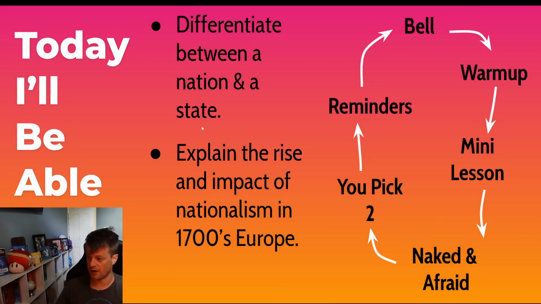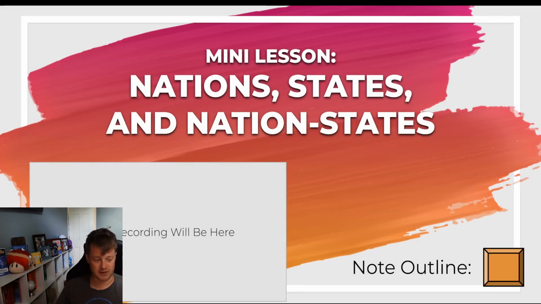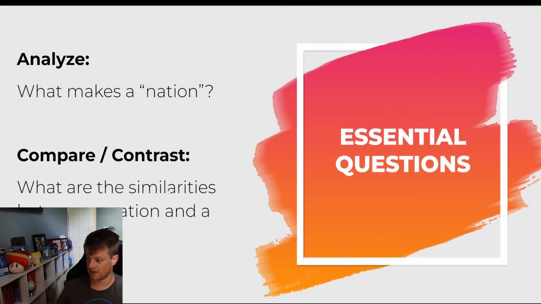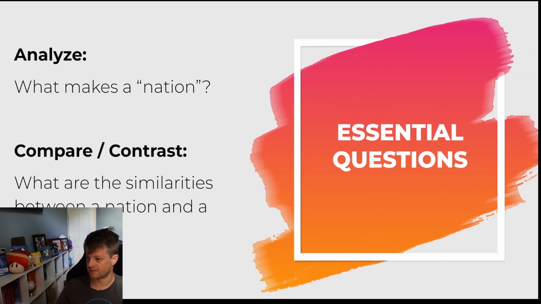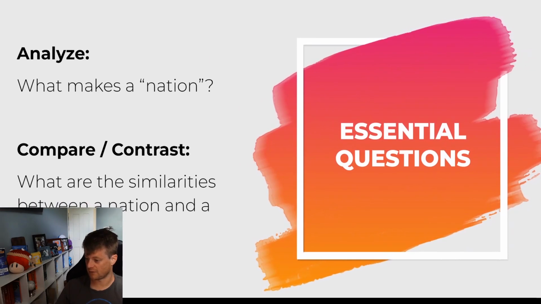So we're going to jump right into things in this lesson. Here's what we're trying to do. We need to first understand what a nation and a state are, and then we're going to look at what the rise and impact of nationalism in 1700s Europe was. You'll notice it's got the word nation in it. So the mini lesson is what we're going to be kicking things off with, and then we will dive into some fun, different things from that point on.